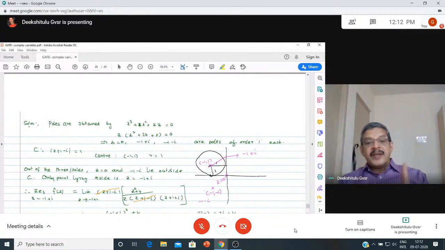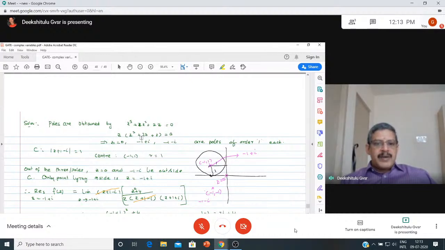This is one way. The other way is to substitute the points in the given region. Say, for example, if you put Z is equal to 0 here, what is the magnitude of 1 minus I? When Z is equal to x plus iy, the magnitude of Z is the square root of x square plus y square. When you put Z is equal to 0, the magnitude of 1 minus I is the square root of 2, which is greater than 1. So this point Z is equal to 0 lies outside.